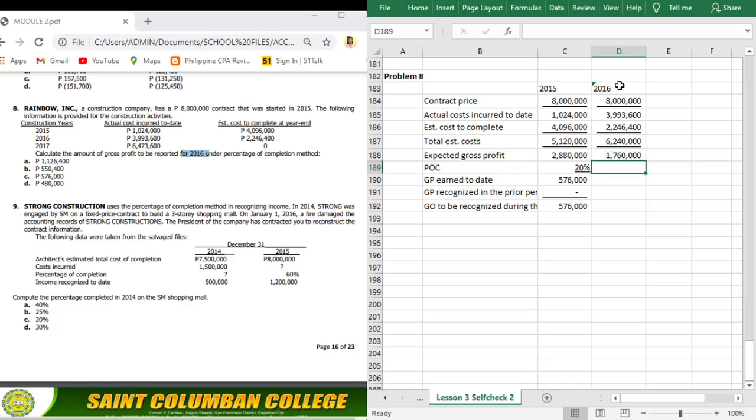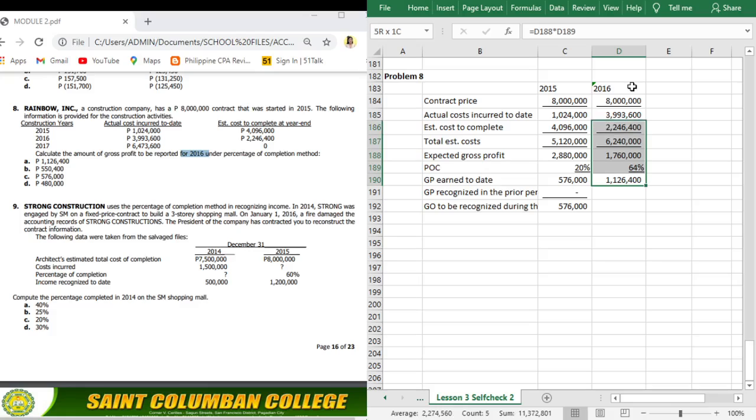We have 1,760,000. And then get the percentage of completion. So, actual cost divided by the total estimated cost. For the percentage of completion, that is now 64%. So, 1,760,000 times 64%, we can get 1,126,400.